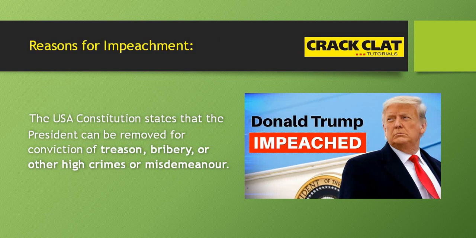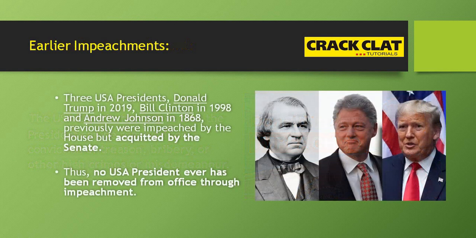Reasons for impeachment. The USA Constitution states that the president can be removed for conviction of treason, bribery, or other high crimes or misdemeanor. Earlier impeachments. 3 USA presidents, Trump in 2019, Bill Clinton in 1998 and Andrew Johnson in 1868, previously were impeached by the House but acquitted by the Senate. Thus, no USA president ever has been removed from office through impeachment.